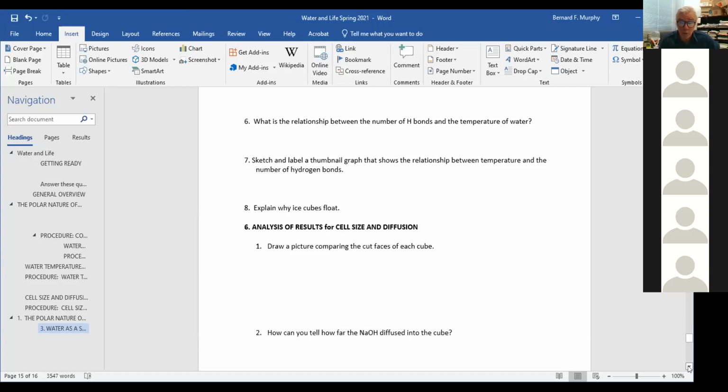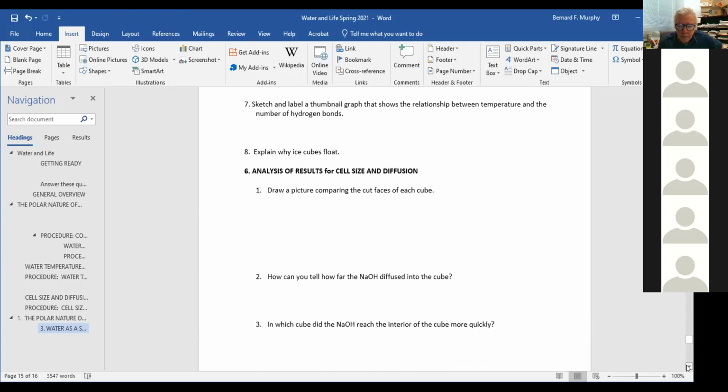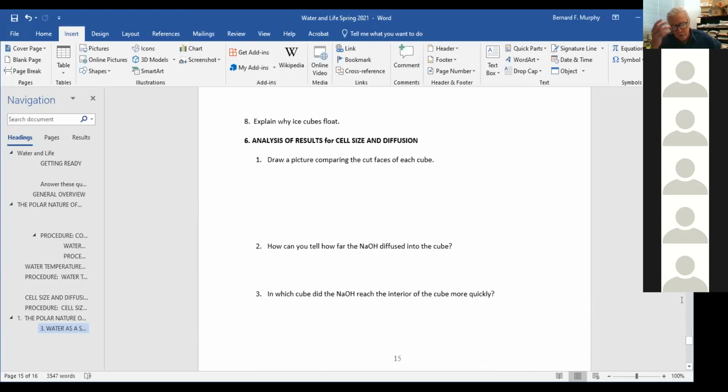Okay, it's called capillarity. All right, I think this is the last thing, part 6. We still got an hour and 15 minutes. So draw a picture comparing the cut faces. Another draw a picture you don't have to do. But you'd see that, remember that the cut face of the small cube was pink all the way through. The cut face of the larger cube, only a thin band of pink on the outside. It's all milky white on the inside.